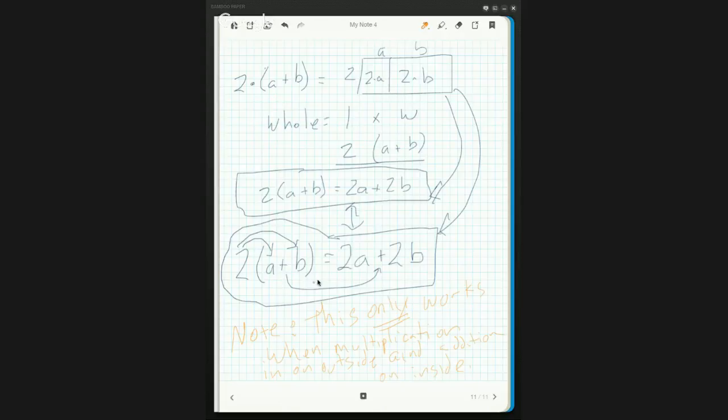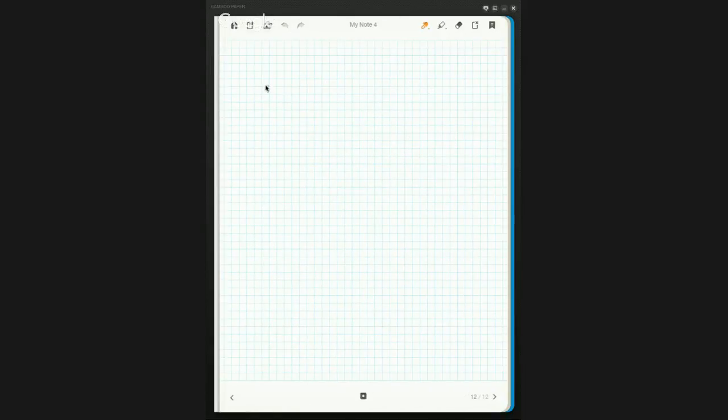Some people will try and start to overuse this law of distribution, and we can only do it for each term inside of parentheses multiplied by the thing outside the parentheses. We'll do a couple more examples here. Okay, so let's do a different number. Let's do 8 times x plus 5. Draw your arrow, and you get 8x plus 40. So we're going to multiply across on our arrows, and that's a 40.